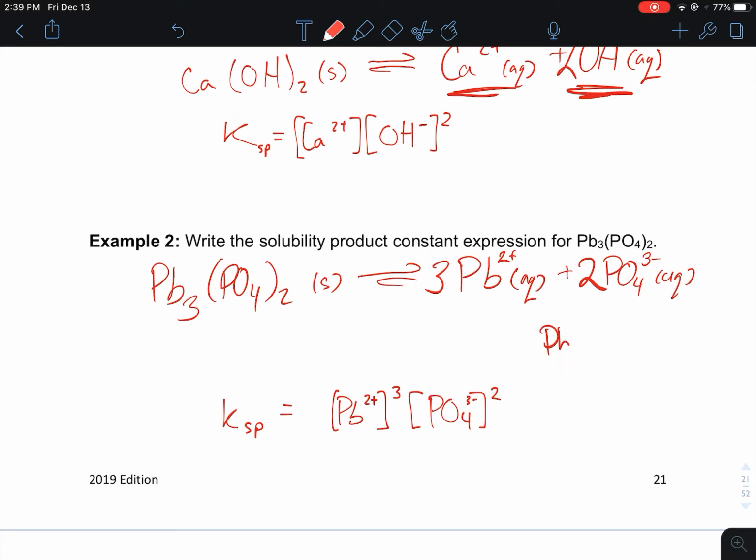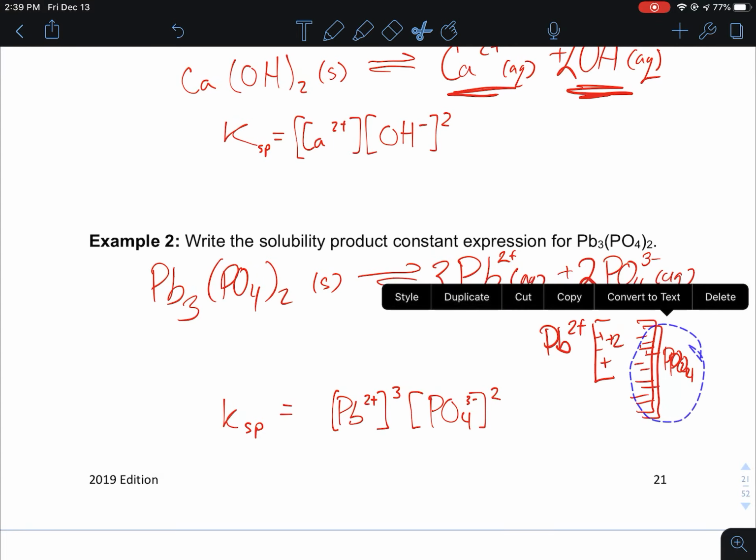Some students have some success with doing a little chart. They know that lead has a +2, and they know the PO4 is a -3. So something like this. And so you have to try to make a set of these. I'm going to cheat a little bit for some speed here. I'm going to take a duplication here.